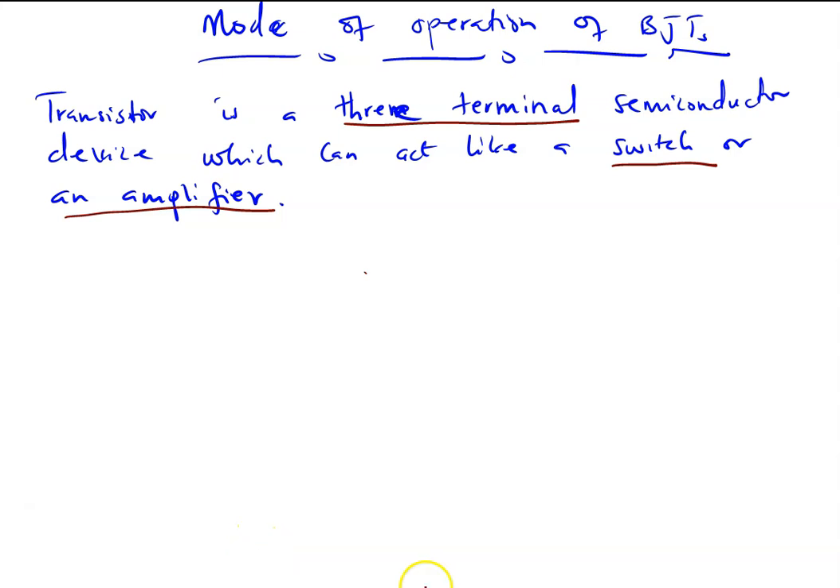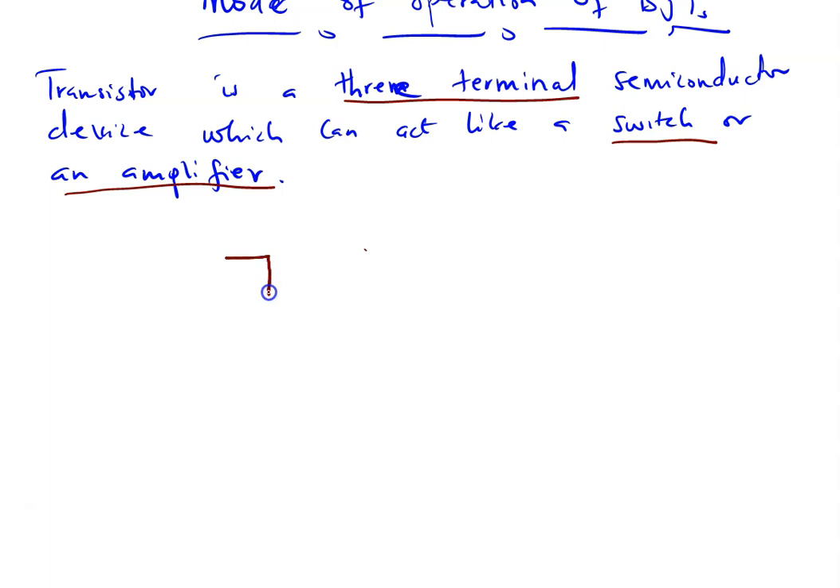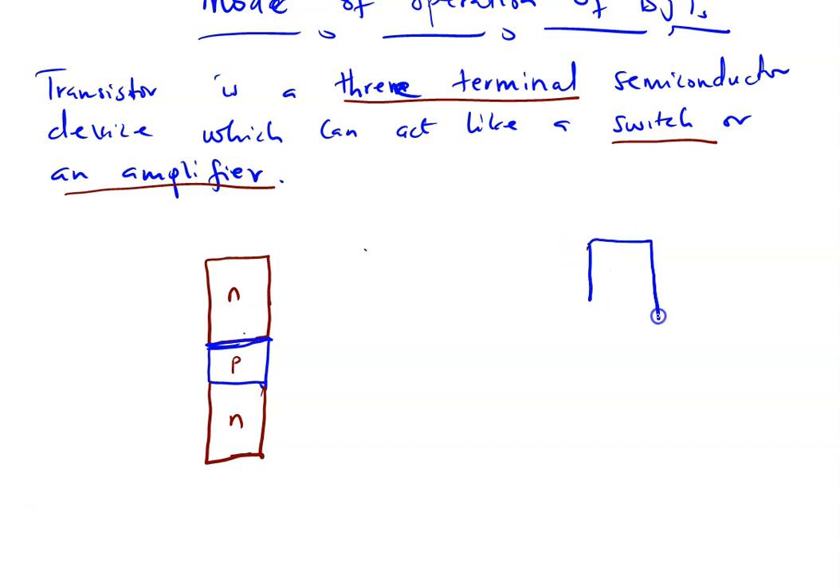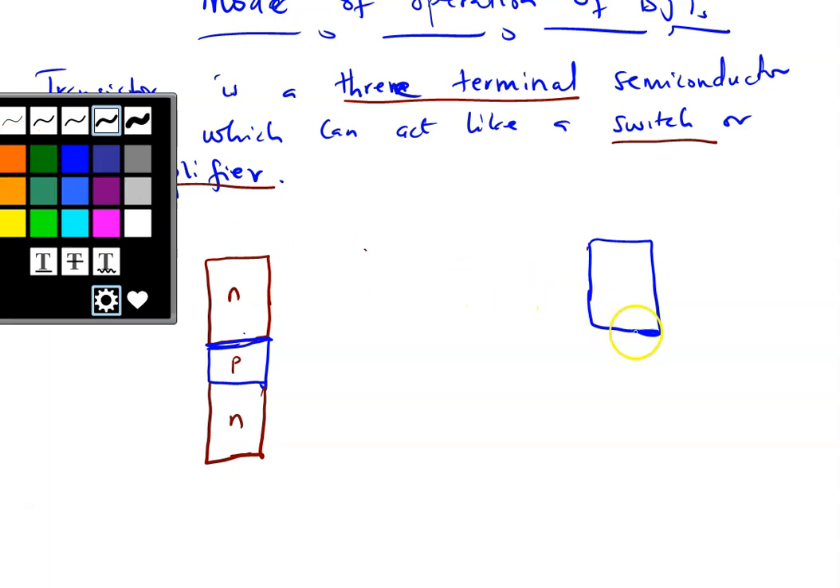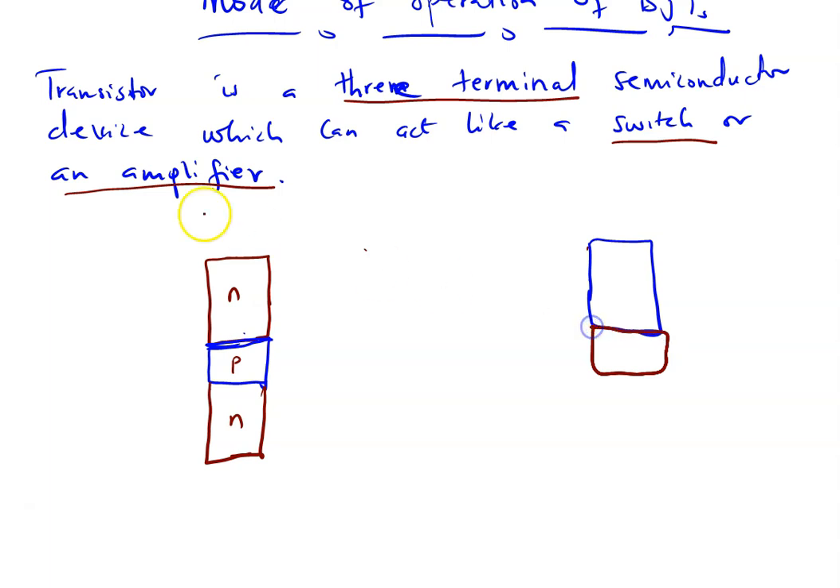So let me draw how a transistor looks in the real world. It's something like this. We have an N region, then a P region, and we have another N region, something like this. Or it can also look like this, the same structure, with the P region on the outside and the N region in the middle, and we also have another P region, something like P, N, P.